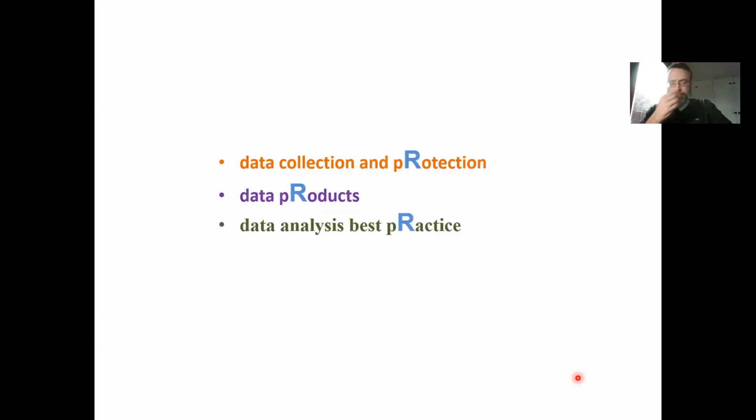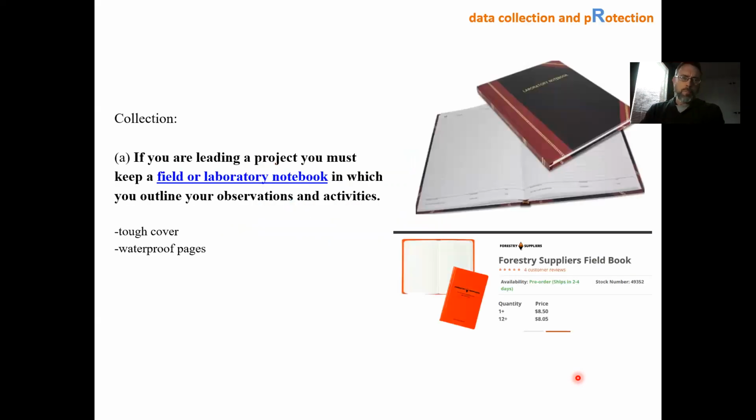Okay, there we go. So there are three different areas of focus here: data collection and protection, data products, and data analysis best practices. My guess is this is going to be completely new content for you. So buckle up, maybe watch this more than once, and dig in, because this is definitely a way for you to become more powerful. Okay, data collection and protection.